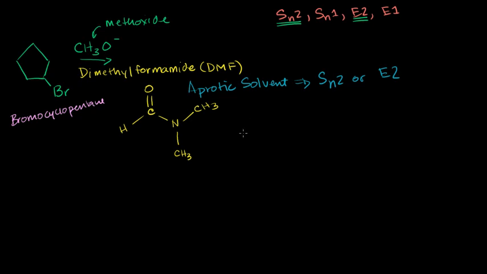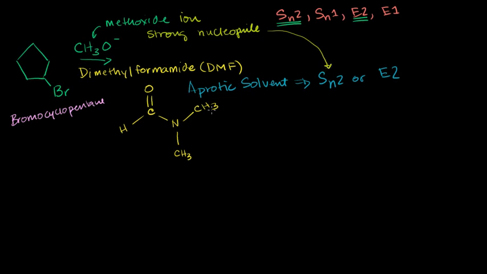Well, let's think about the reactants themselves. So over here we have the methoxide ion. And let's think about whether it's strong or weak. Well, let's think about it first as a strong or weak nucleophile. Well, it's actually a pretty strong nucleophile. It is a strong nucleophile. So that would put us in the direction of an SN1.